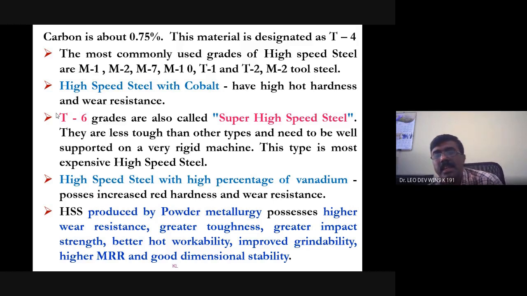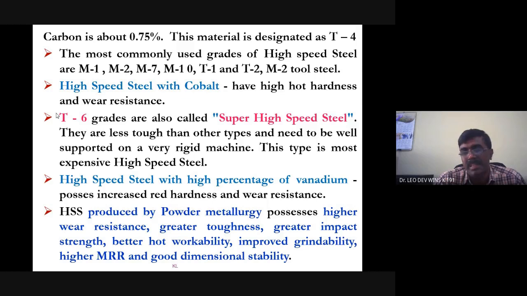Which grade of HSS is called super high speed steel? You must know the answer. It is T6 grade. T6 will have a particular combination of alloying elements. The percentage composition will vary, but that is not given here. They are less tough than other types, so they must be supported by rigid machine tools. But it is most expensive.